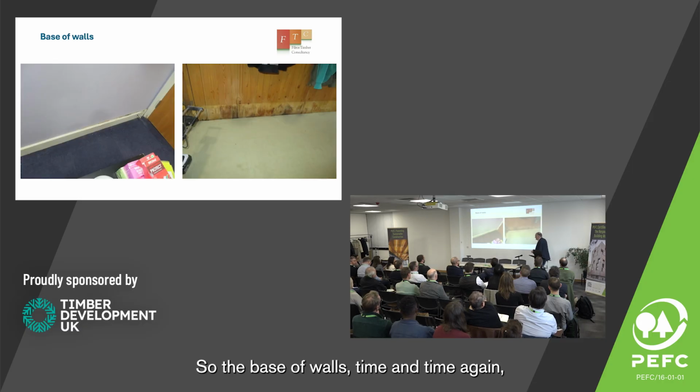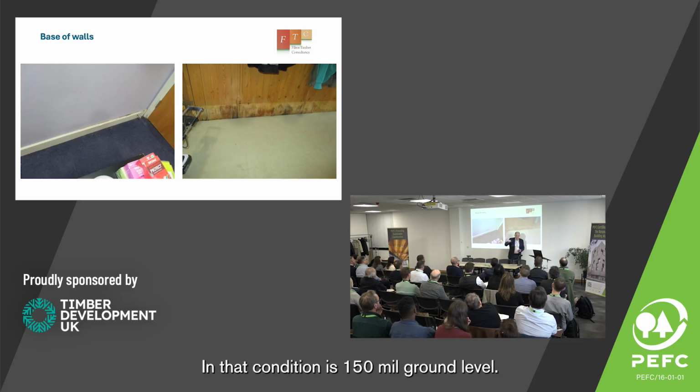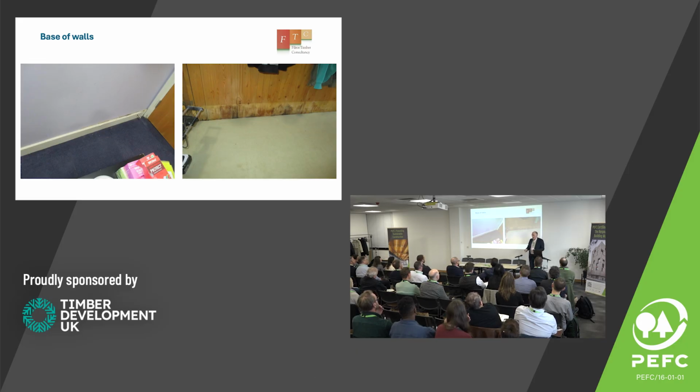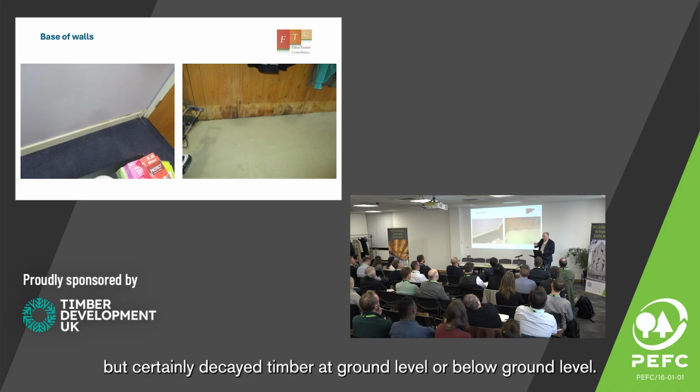So the base of walls, time and time again. Here's a wall. There's a plasterboard, 25mm gap. CLT in that condition is 150mm below ground level, and if they've had a leak, they can just see that. But the leak's been on for so long that we've got 4 or 5 metres of totally decayed timber at ground level or below ground level.